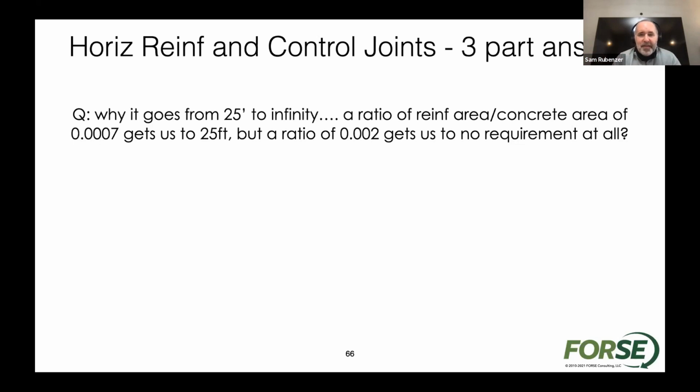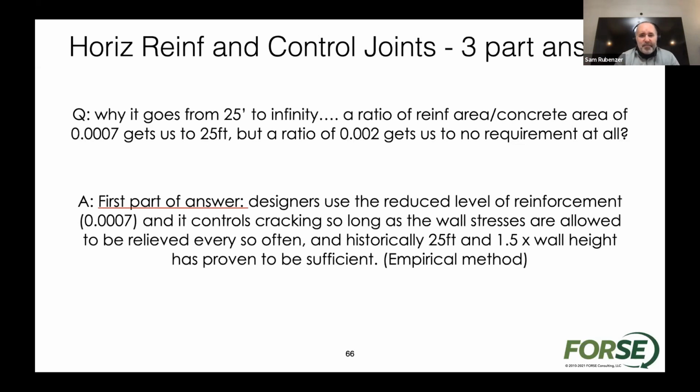So why is that? Why can you do that with a certain amount of horizontal reinforcement and 25 feet? Because it's really looking at designers using a reduced level of reinforcement and controlling cracking, but then we have to relieve them every so often. So again, empirical methods showed us 25 feet is a pretty sufficient place to put them. So the first part of the answer is it's historically known that 25 feet has worked as long as we have a minimal amount of reinforcement, right?